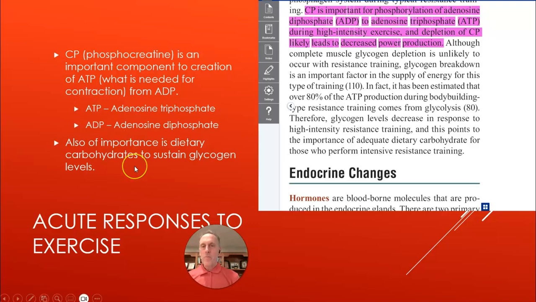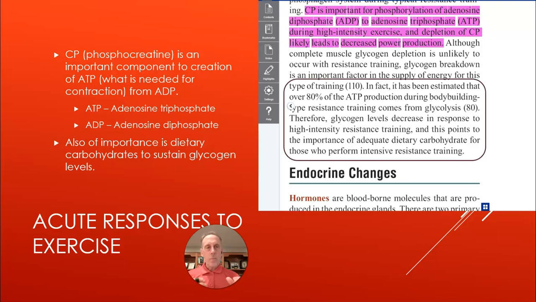But it's also important to realize that you need glycogen for energy, but you'll also see in exercise that you'll have a depletion of glycogen. So there's two main energy sources that get depleted through the course of working out. One is phosphocreatine or creatine phosphate, and the other is the glycogen that is one of the key energy sources that allows for contraction to happen as well. So what they note here is when you look at ATP production during bodybuilding resistance exercises, it comes from glycolysis.